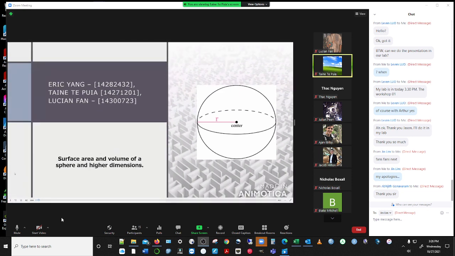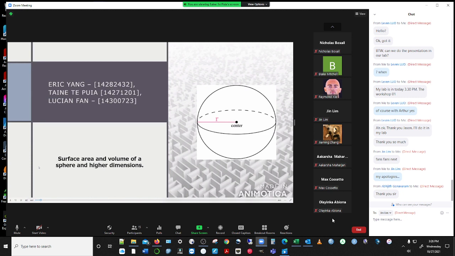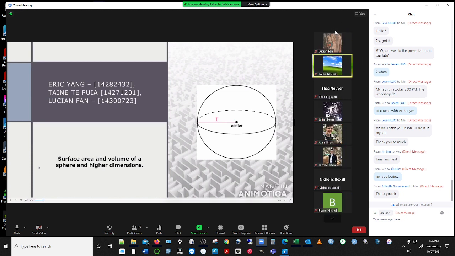The equation V equals 4 over 3 times pi times r cubed is used to identify the volume of a sphere with radius r. And the equation S equals 4 times pi times r squared is used to identify the surface area of a sphere.